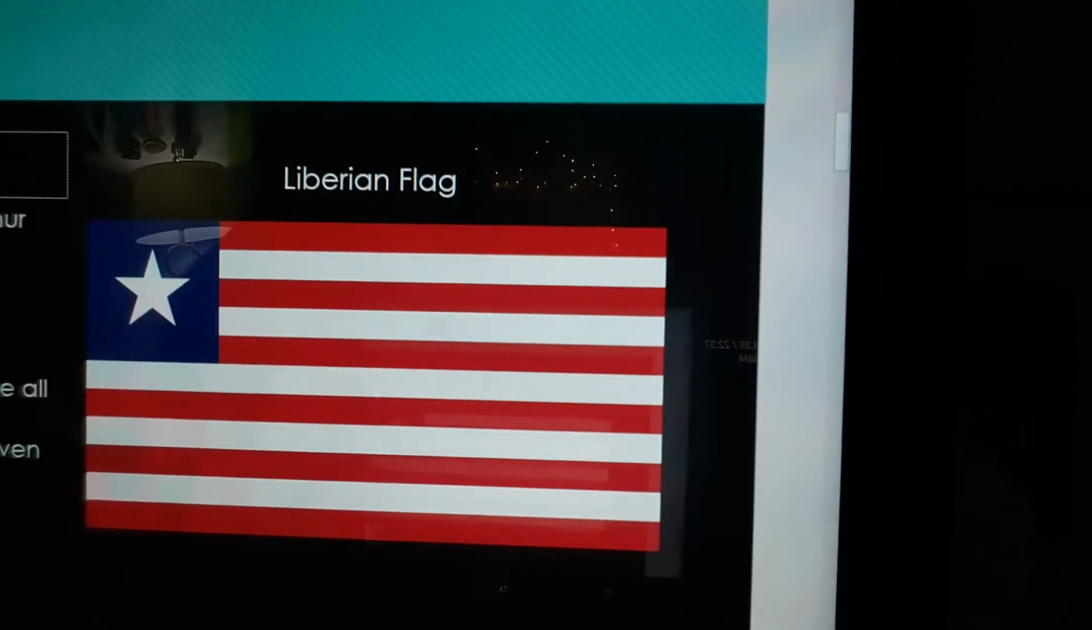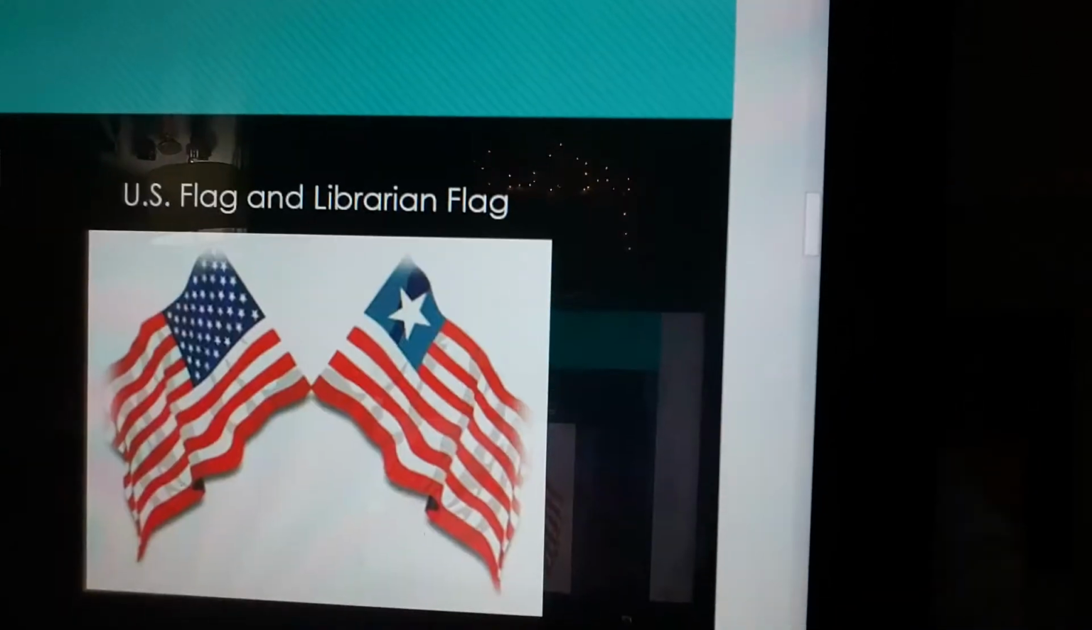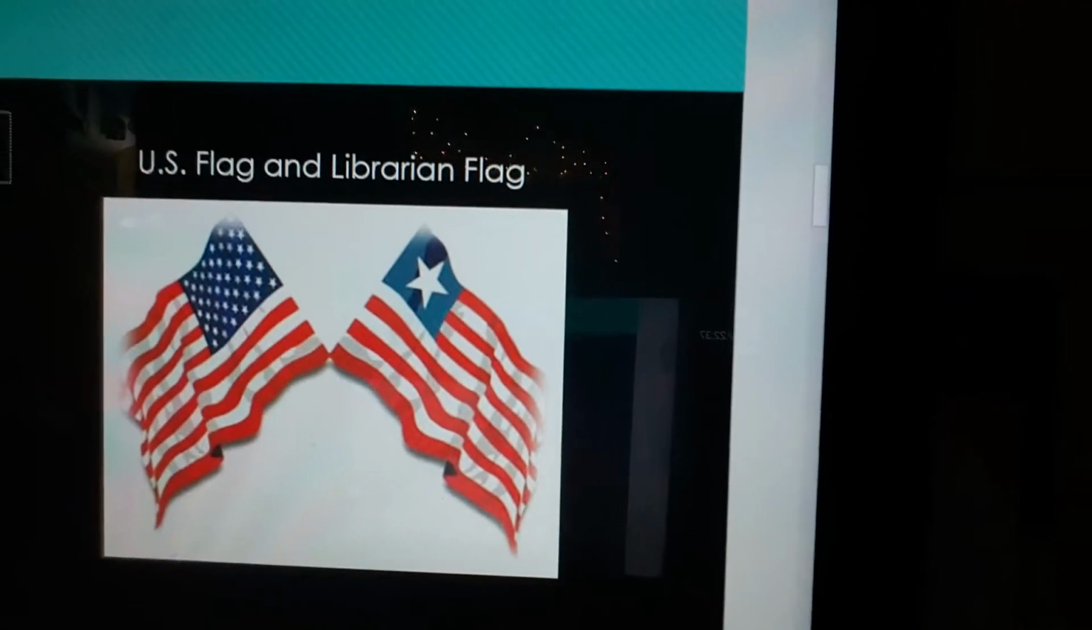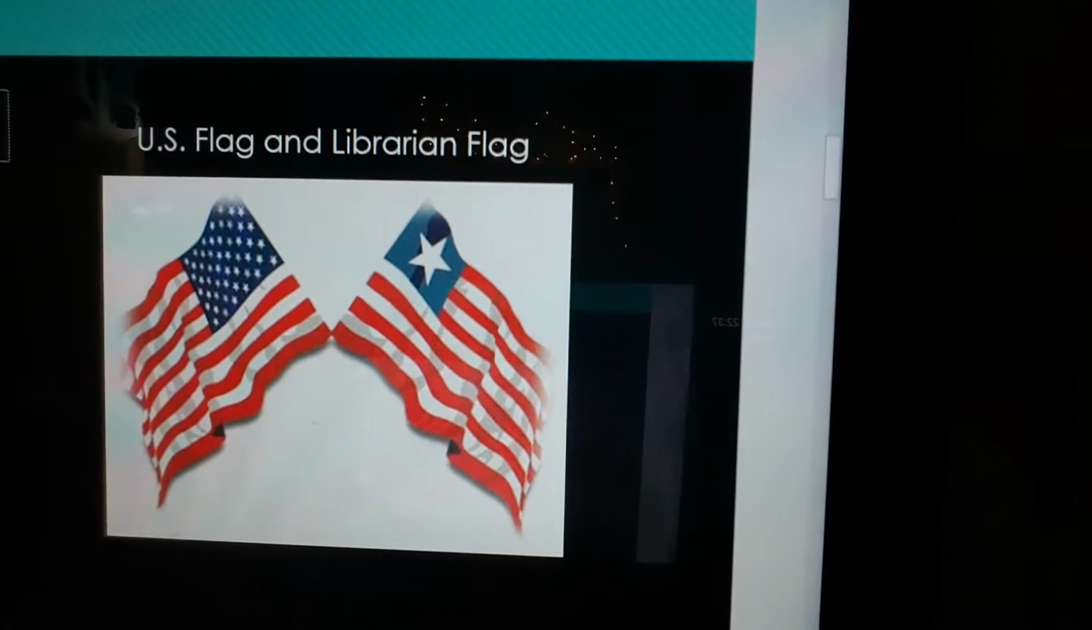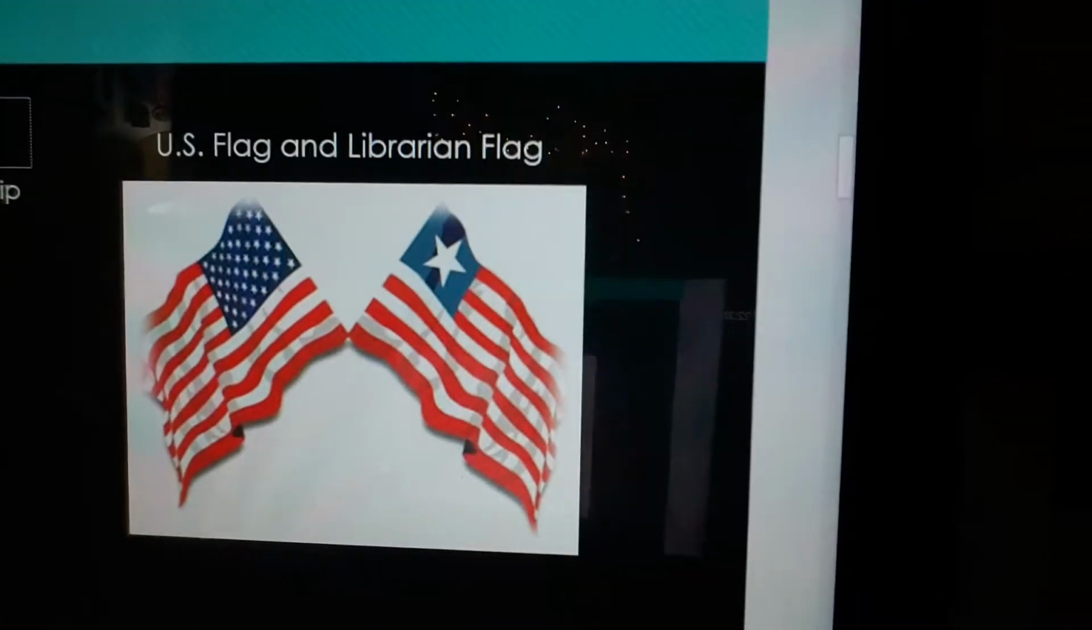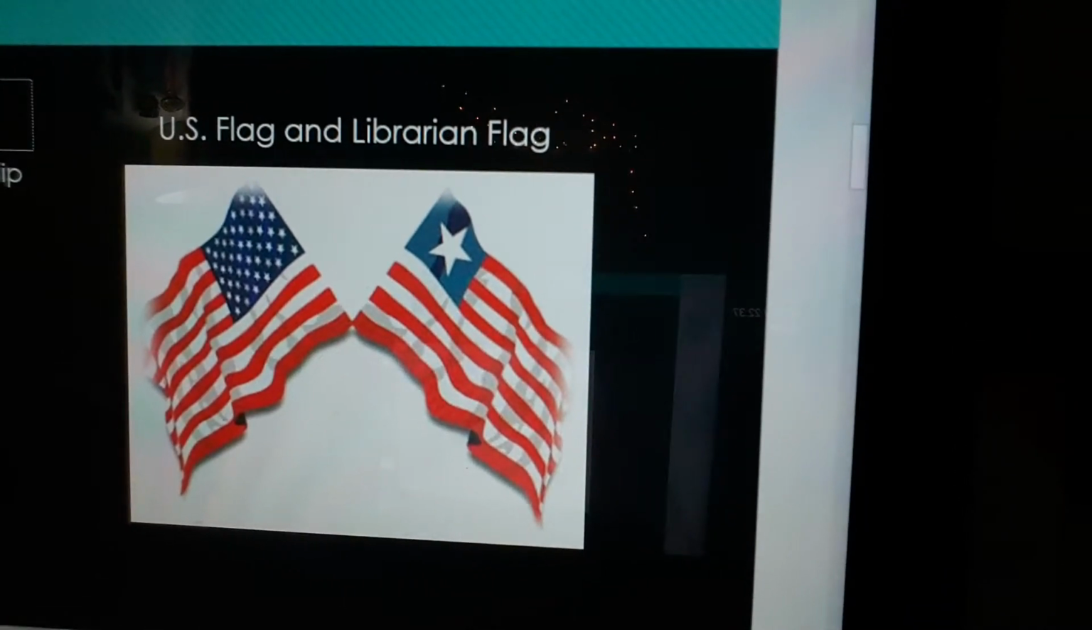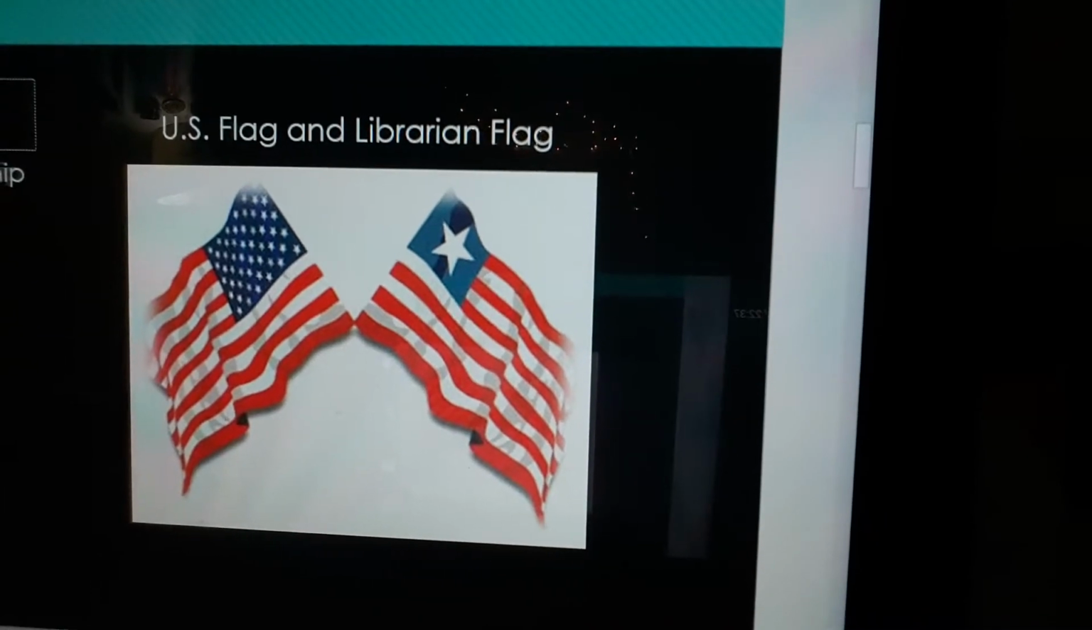So yeah, and their flag is red, white, and blue, and I'm assuming that is because the American flag is red, white, and blue, and the American Colonization Society moved the Africans back to Africa. So I'm just going to show you the flag really fast. So there is the Liberian flag. This is just an image of the U.S. flag and the Liberian flag together. You can see that they're pretty similar.